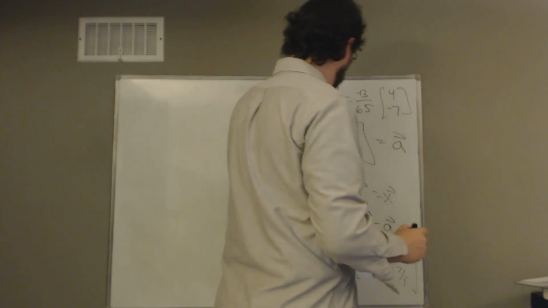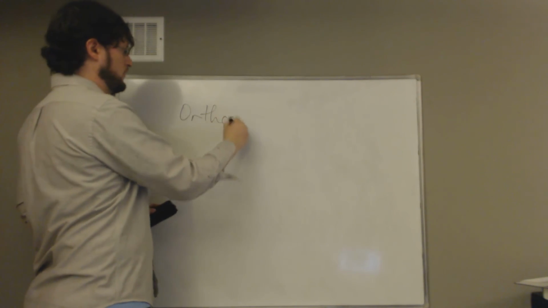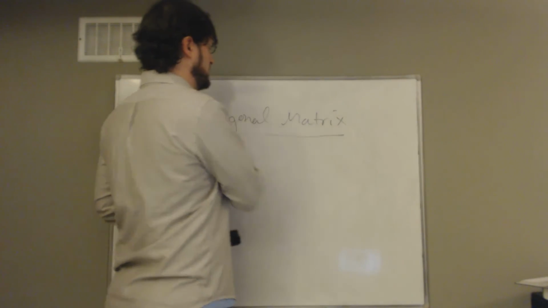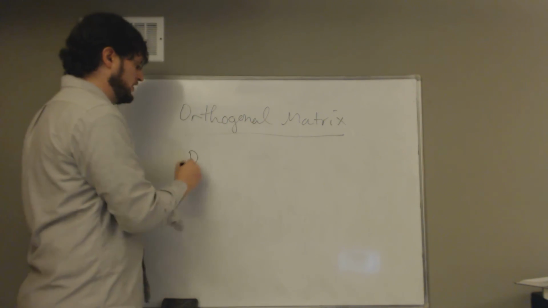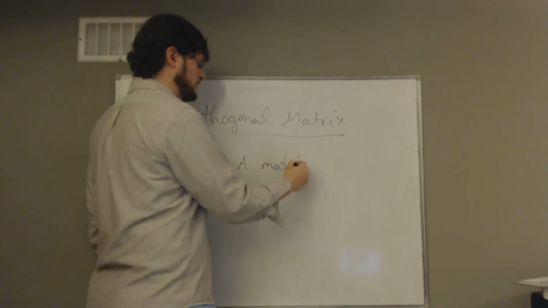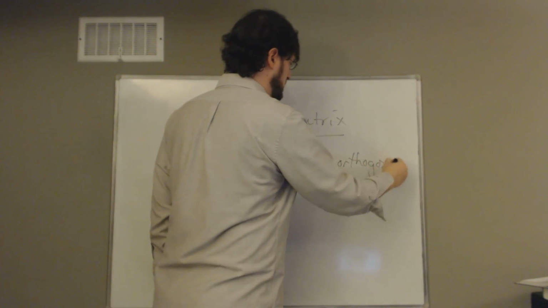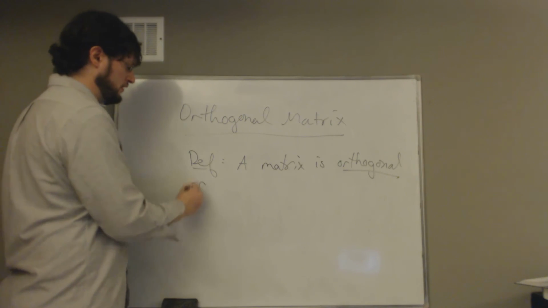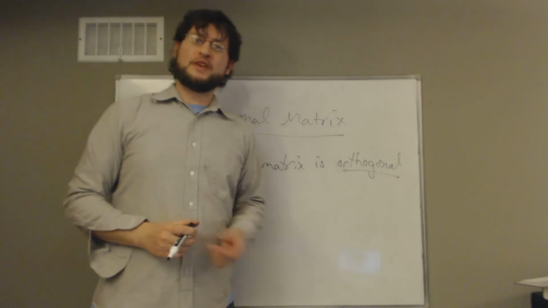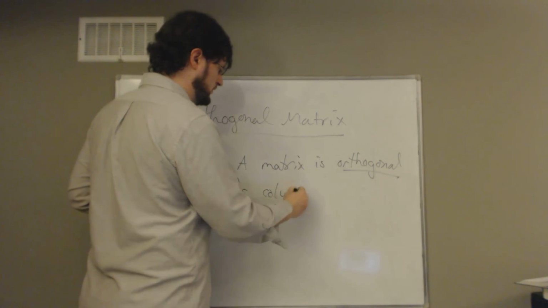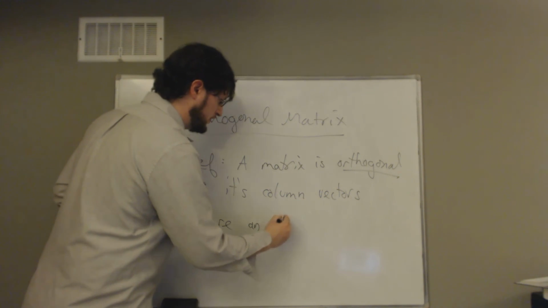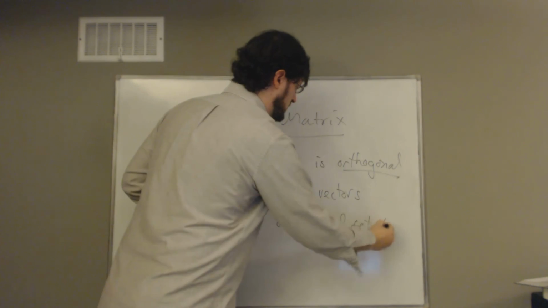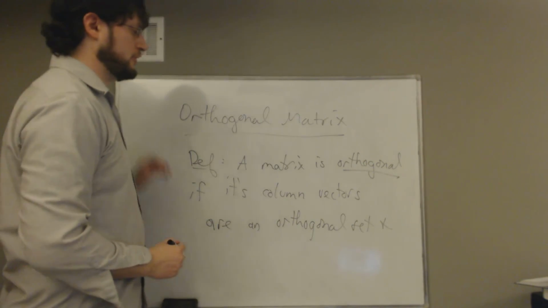One last idea, or notion here from this section. Which is the idea of an orthogonal matrix. And there's a little bit of language trickery going on here. So, definition: a matrix is orthogonal if its column vectors are an orthogonal set and each of the column vectors is also a unit vector.